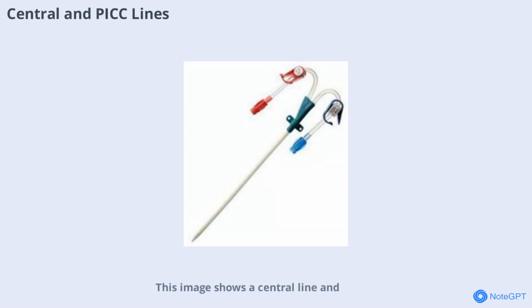This image shows a central line and a peripherally inserted central catheter, or PICC line. Both are used for long-term intravenous access, allowing for the administration of medications, fluids, and nutrition. Central lines are placed in large veins, often in the neck or chest, while PICC lines are inserted through the arm. Recognizing these lines and their indications is crucial for safe patient care.